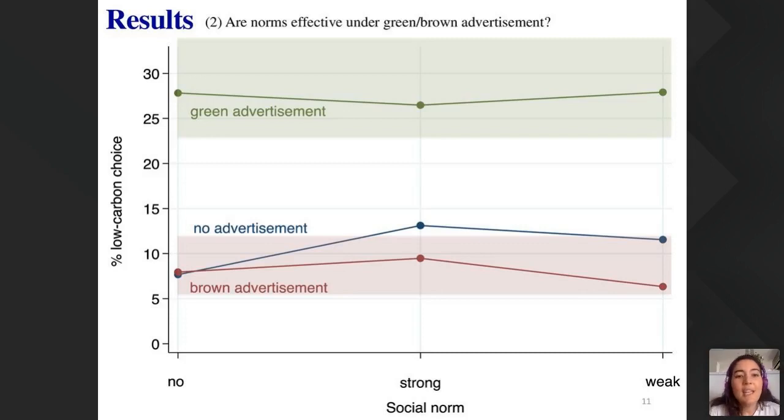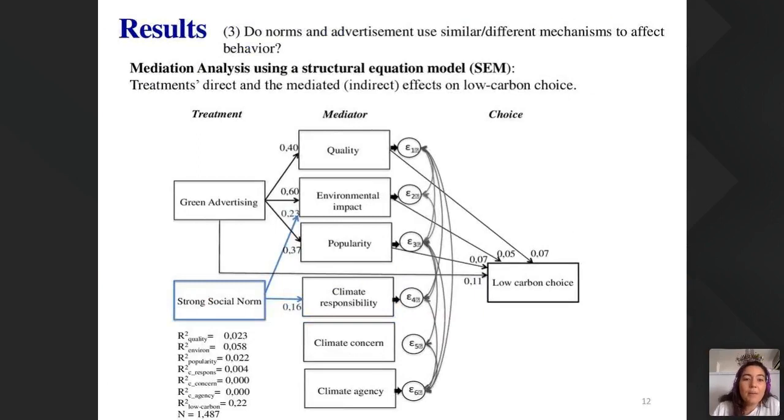So answering the second question, are norms effective under green-brown advertisement? We would say, based on these results, no, they are not. And we come to the third part of the results. Here we wanted to know about the mechanisms. Why is advertising so effective?